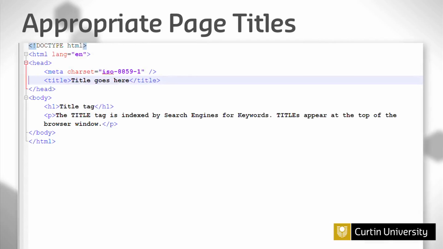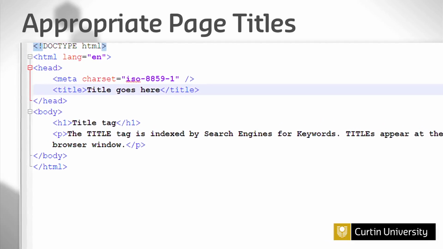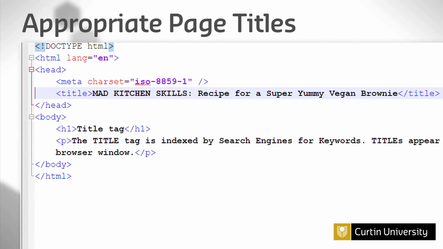In HTML, the title tag is used to describe a page's contents. The title typically appears at the top of the browser window when the page is displayed. In a search engine's ranking, terms that appear first in a page title are given more importance. For example, if a web page's content describes the recipe for a super yummy vegan brownie, then the main keywords are recipe, vegan, and brownie. A title like Mad Kitchen Skills Recipe for a Super Yummy Vegan Brownie could be improved and condensed by changing it to Vegan Brownie Recipe That's Super Yummy.